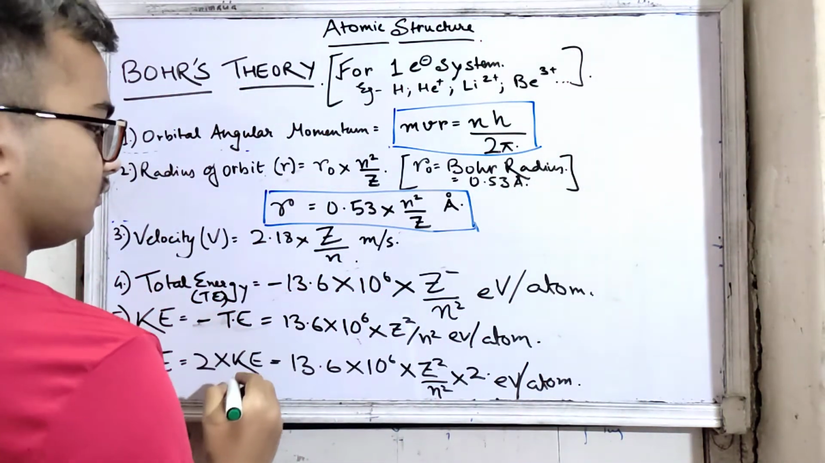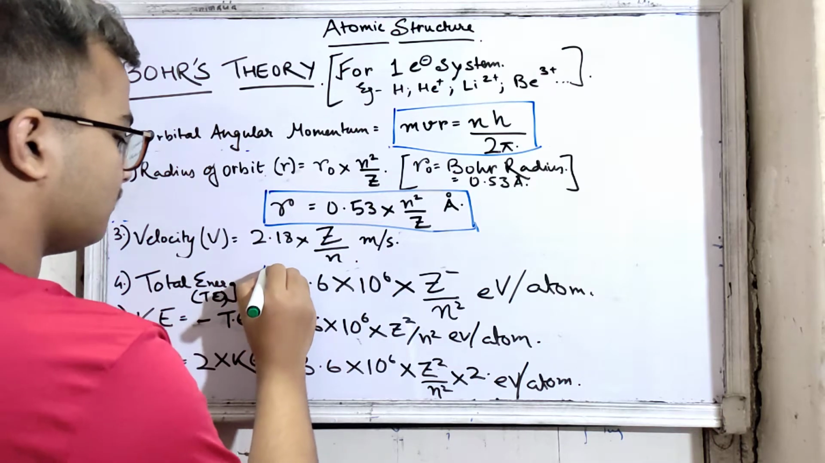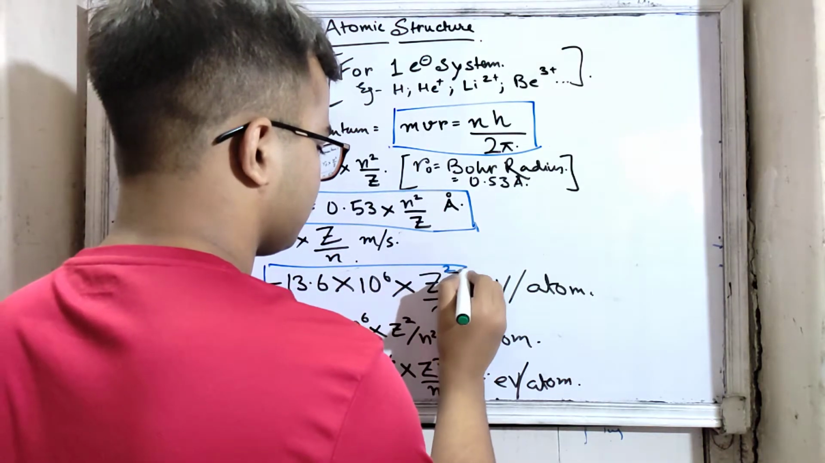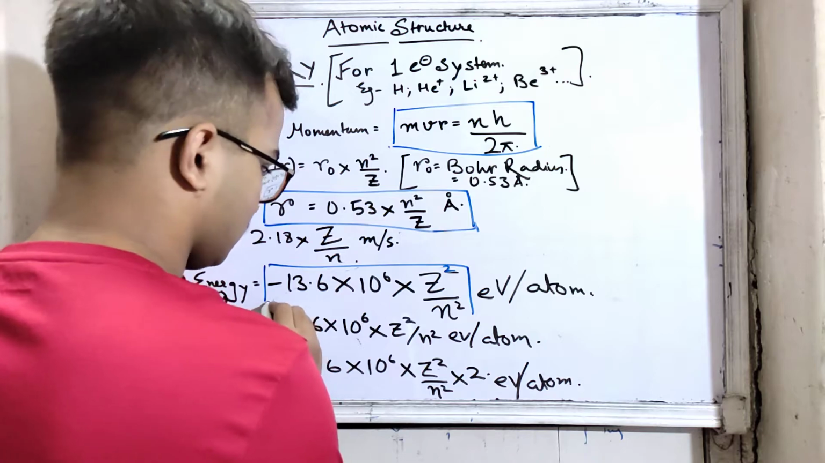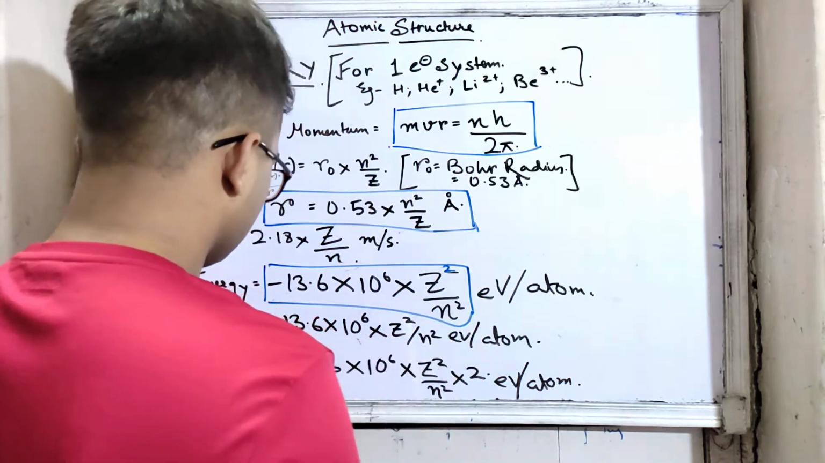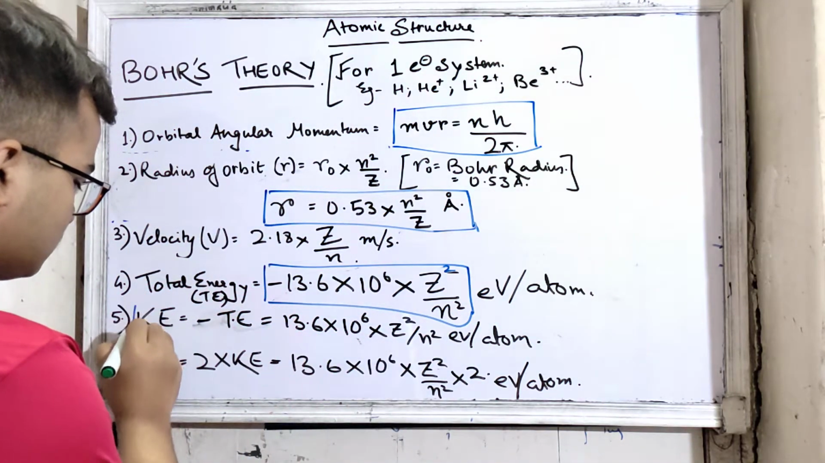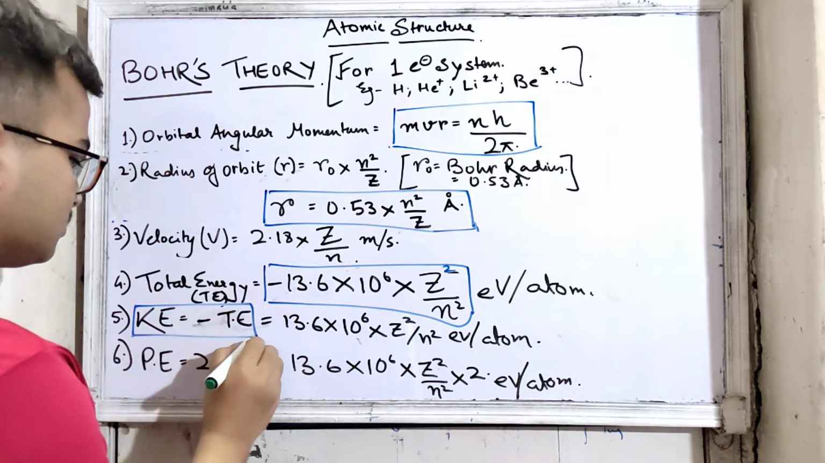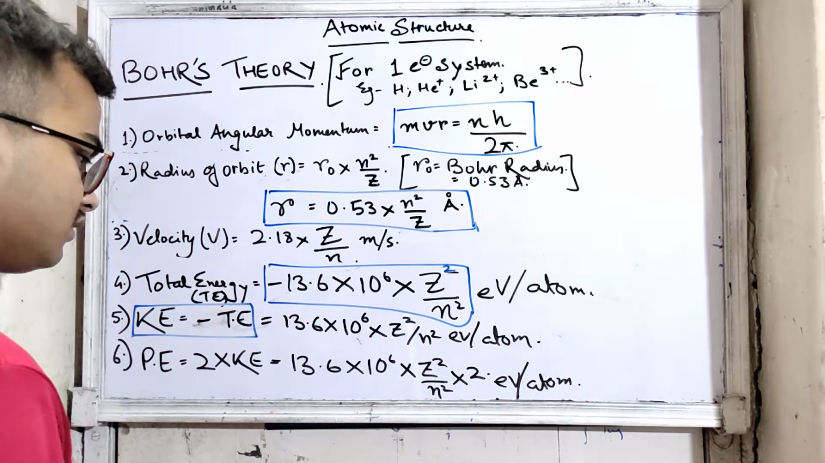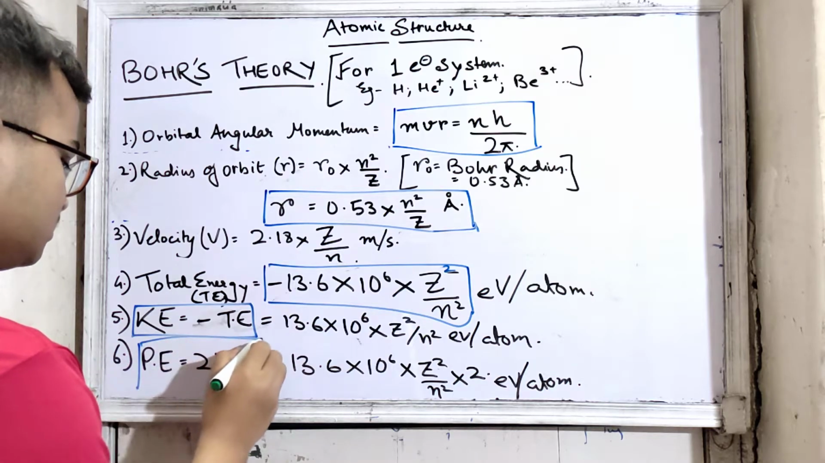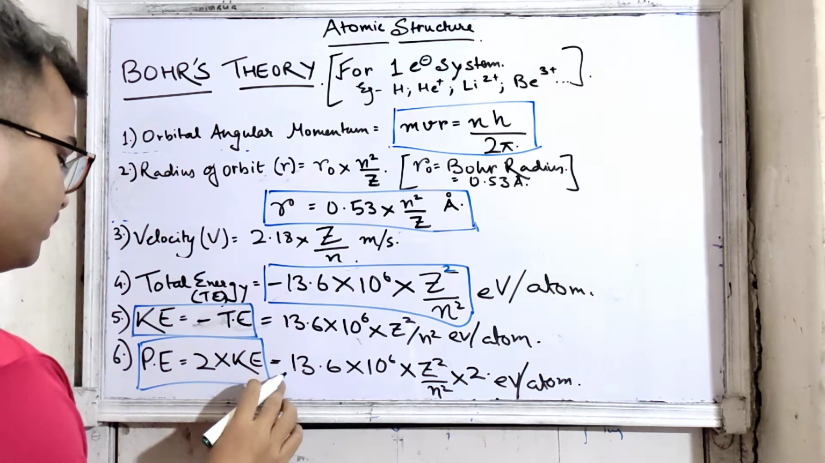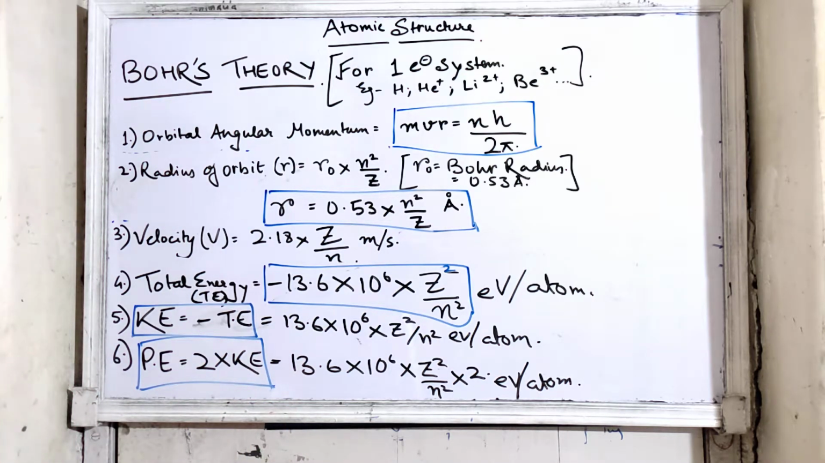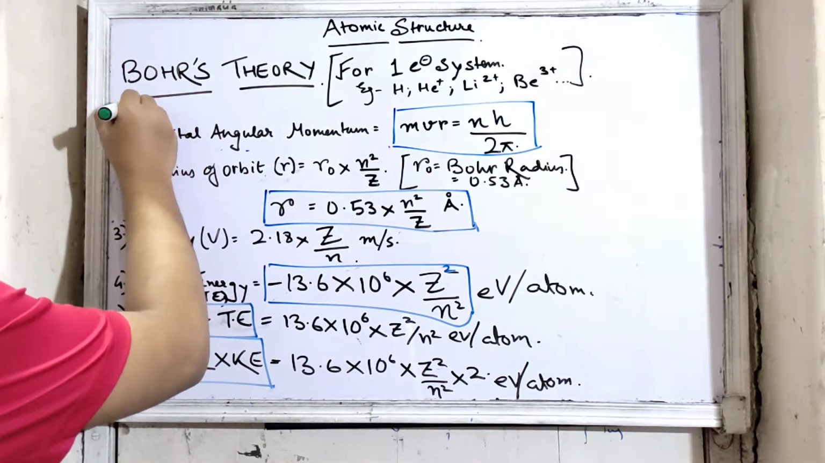Next we came to the formula for total energy, which is 13.6 into 10 to the power 6 Z square by n square. Kinetic energy is negative of total energy, which comes 13.6 into 10 to the power 6 Z square by n square, and potential energy comes twice of kinetic energy, which is 13.6 into 2 into 10 to the power 6 into Z square by n square electron volt per atom. So copy up to this much.